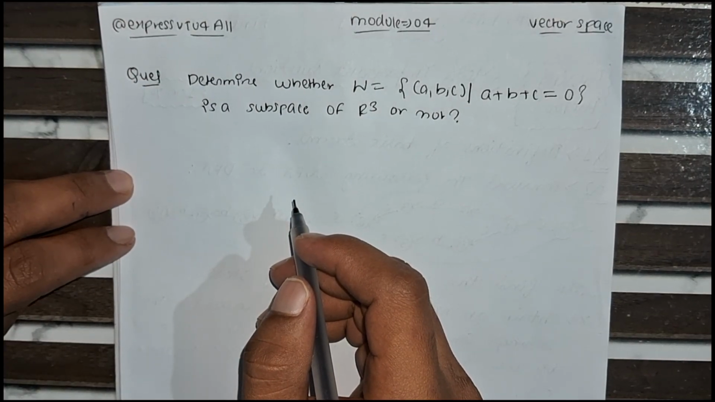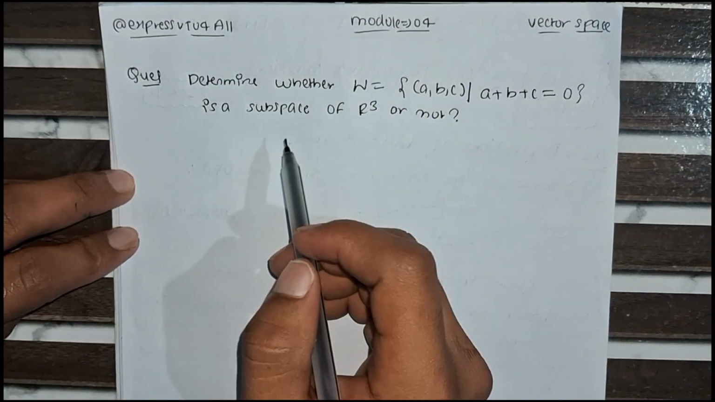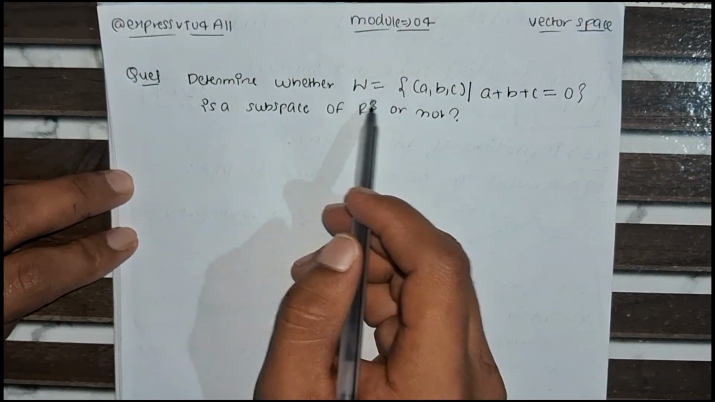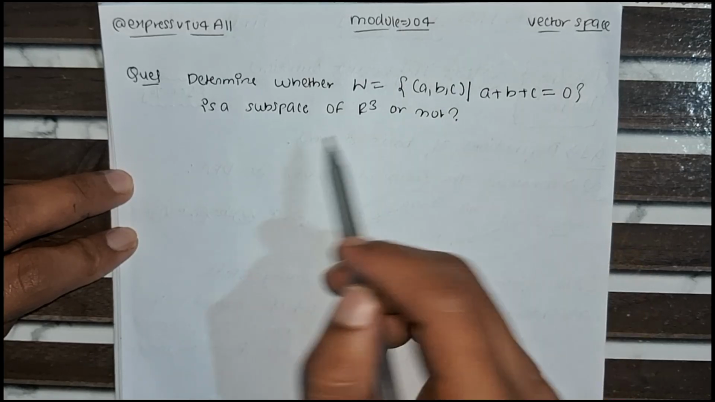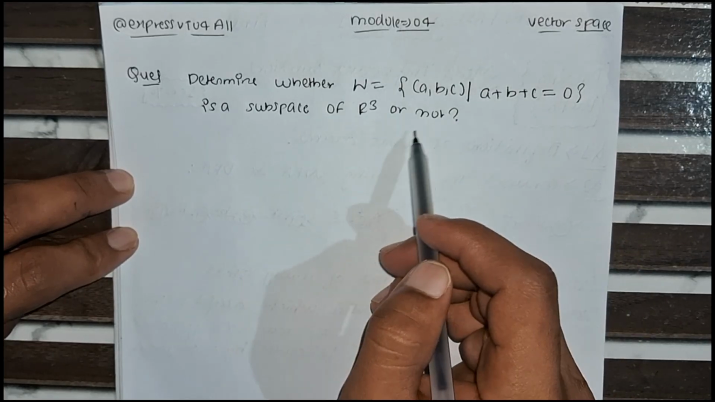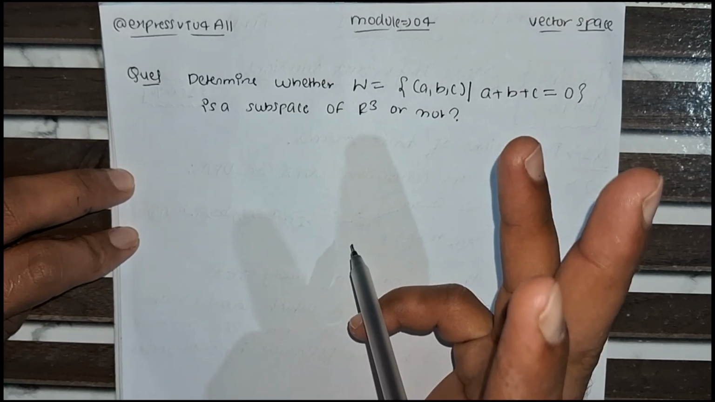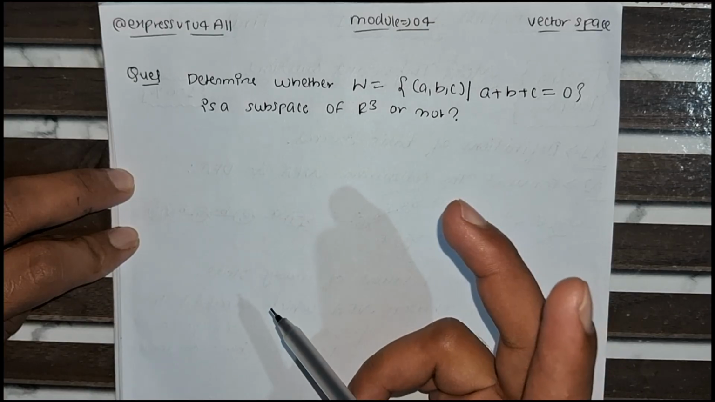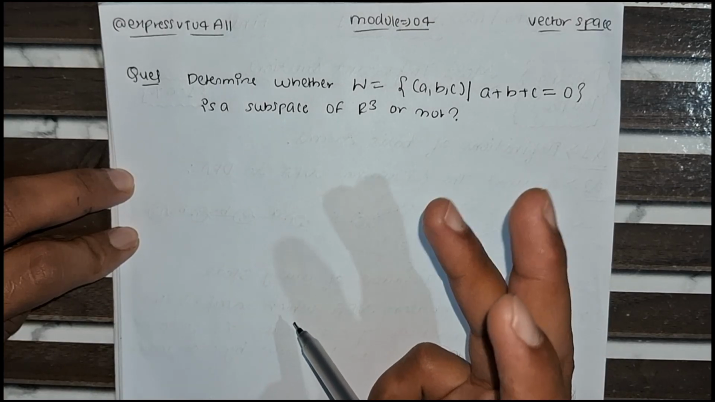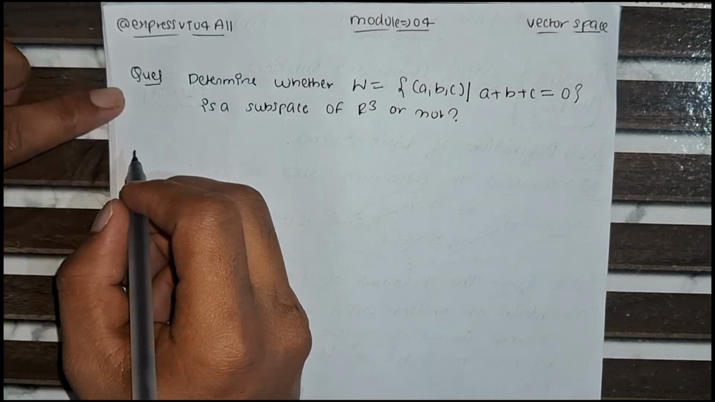In this video, today we are going to solve a very important problem from module 4, vector space. So the question is: determine whether W = {(a, b, c) | a + b + c = 0} is a subspace of R³ or not. To check whether W is a subspace of R³, we verify three subspace conditions. First one is the zero vector test, second one is closed under addition, and third one is closed under scalar multiplication. So we check it step by step.